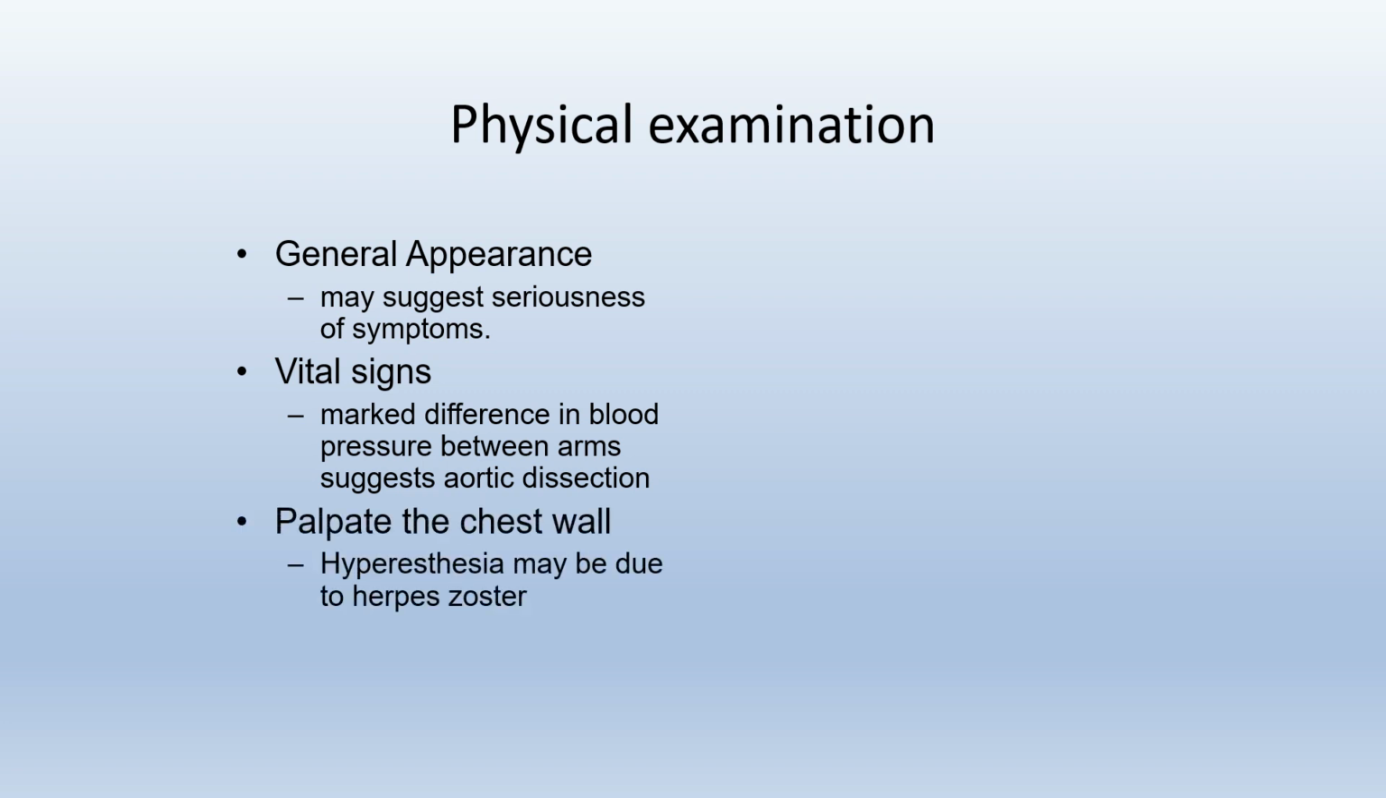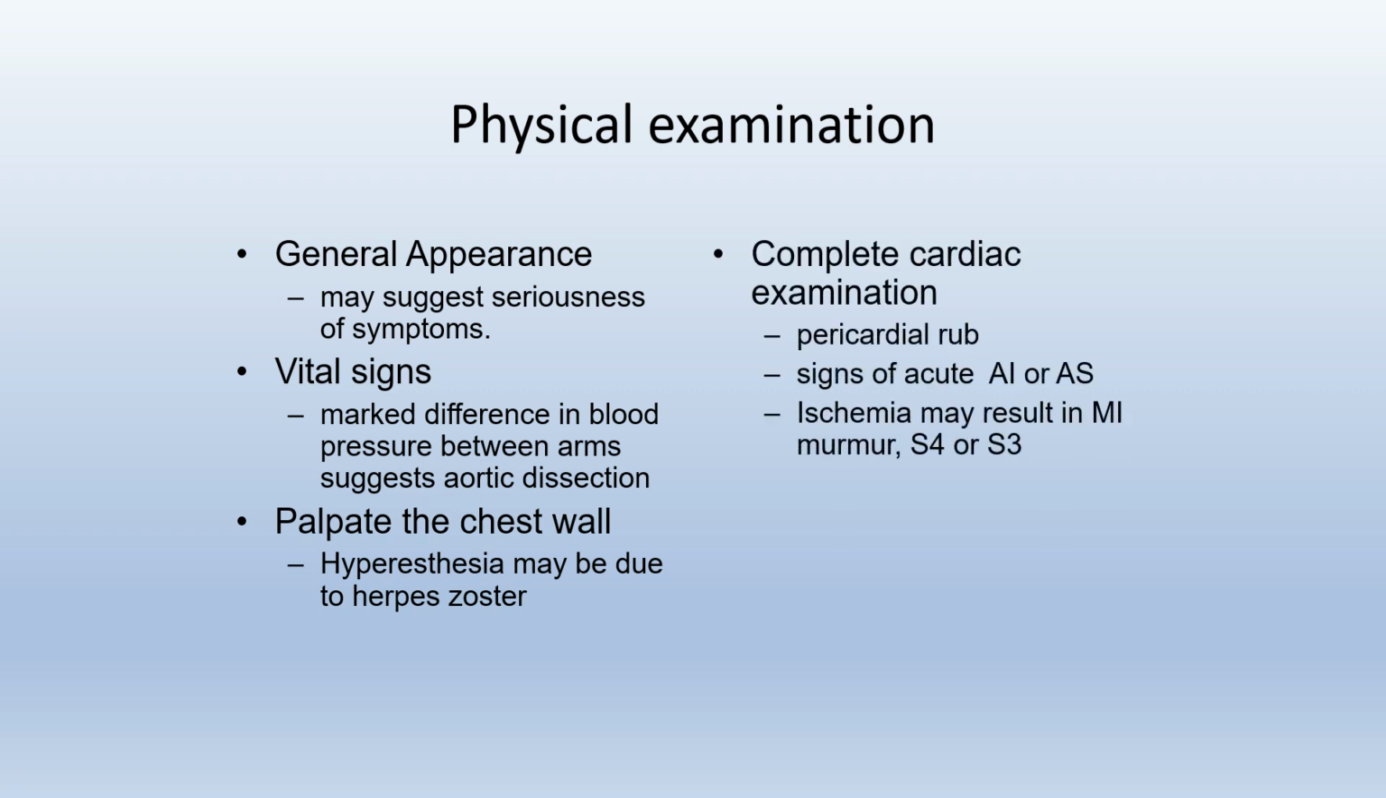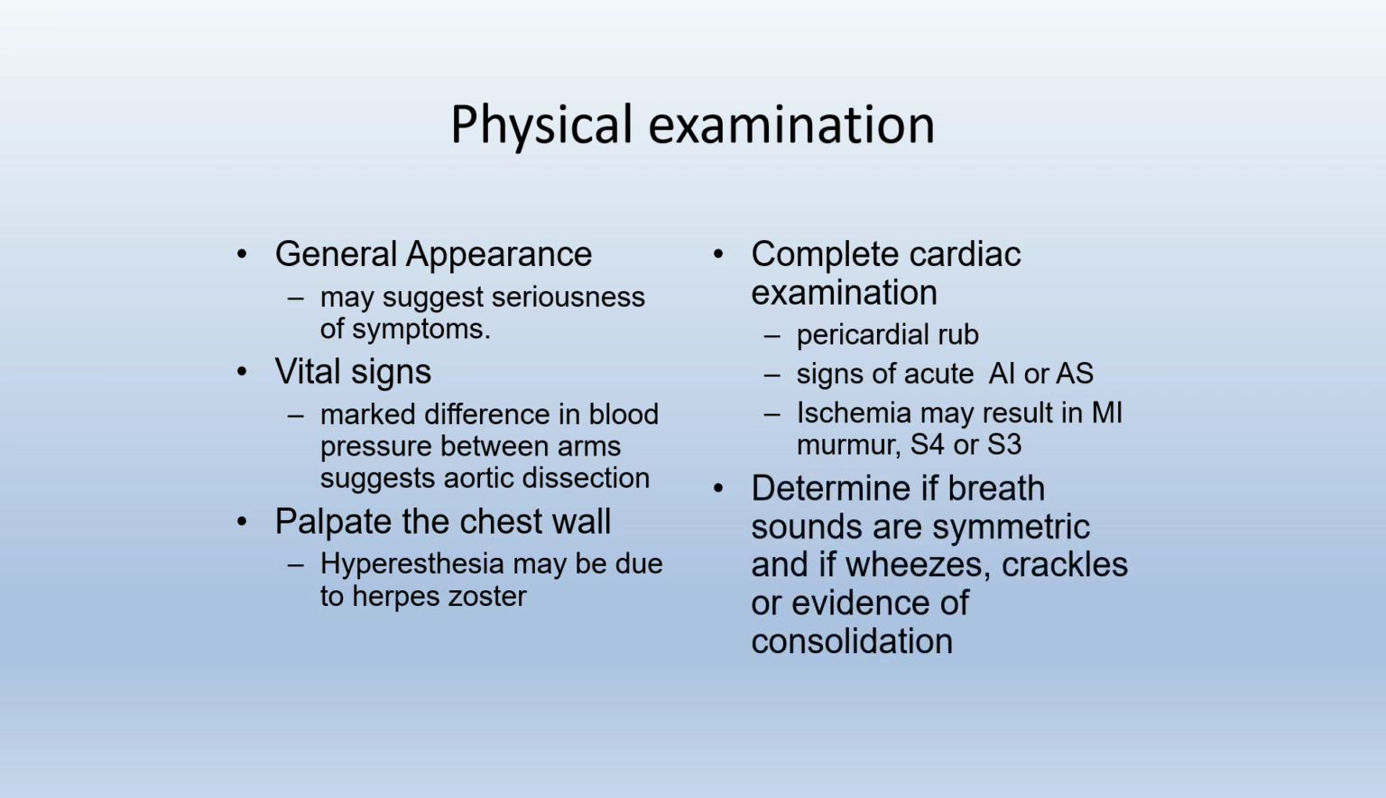Palpate the chest wall. Hyperesthesia may be due to herpes zoster. Complete cardiac examination. Pericardial rub. Signs of acute aortic insufficiency or aortic stenosis. Ischemia may result in MI, murmur, and look for S4 and S3 gallops. Determine if the breath sounds are symmetric and if there is wheeze, crackles, or evidence of consolidation.